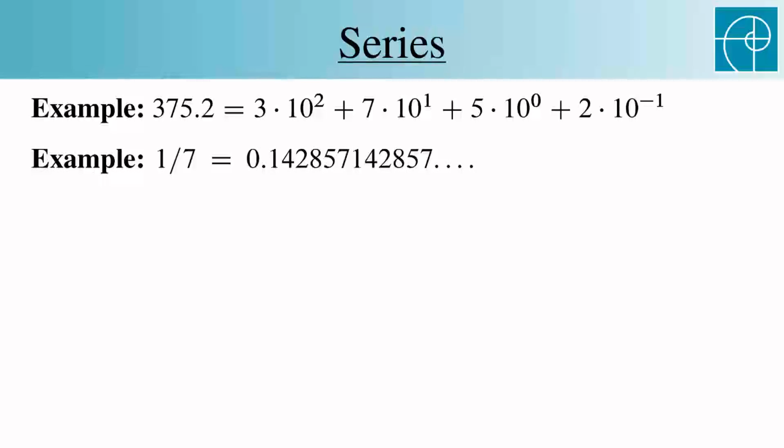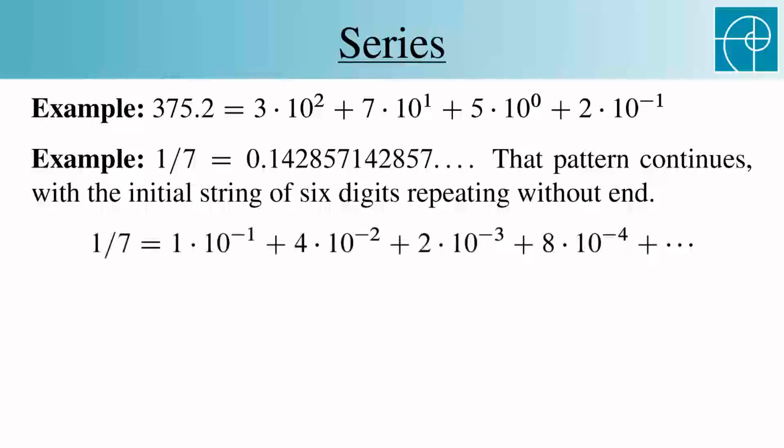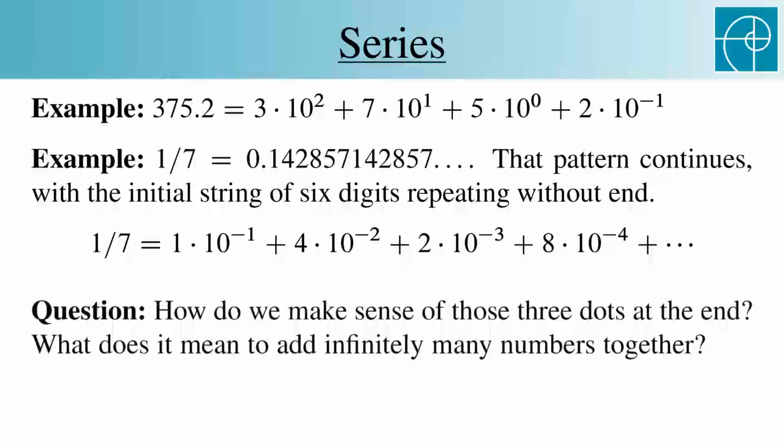Another example is 1/7, which equals 0.142857142857... That pattern continues with the initial string of 6 digits repeating without end. We can write 1/7 like this as a sum of copies of negative powers of 10 that never ends. But how do we make sense of those 3 dots at the end? What does it mean to add infinitely many numbers together?